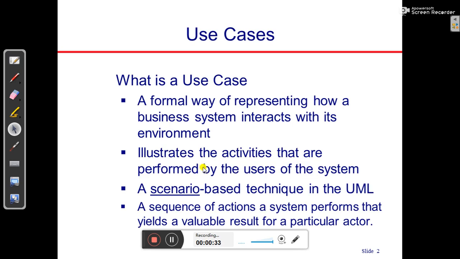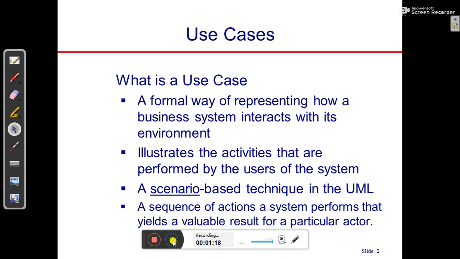So what is a use case? A formal way of representing how a business system interacts with its environment, which illustrates the activities that are performed by the users of the system. A scenario-based technique in the UML. So the use case diagram is a part of the unified modeling language, which is used to describe how your business system will interact with the environment.